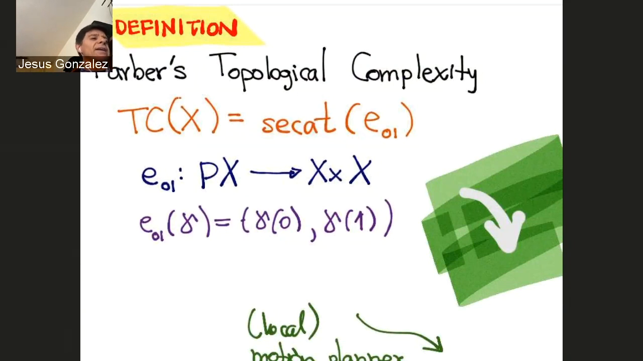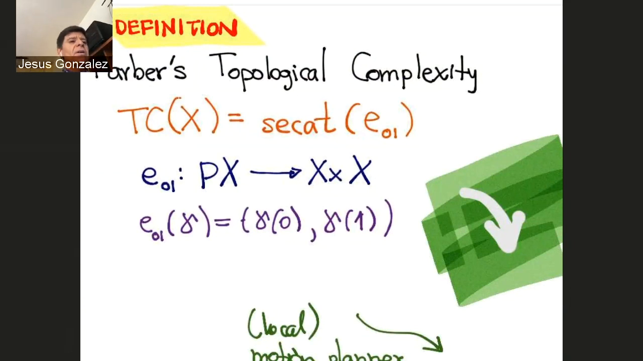Topological complexity of X, TC of X, is just the sectional category of the fibration that is given by double evaluation at the endpoints of a given path. Namely, E01 is the fibration going from the path space on X, these are free paths, down to X times X, and it sends a path into its initial and final points.